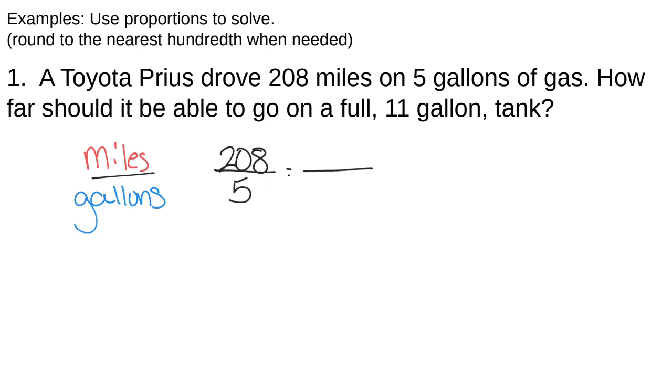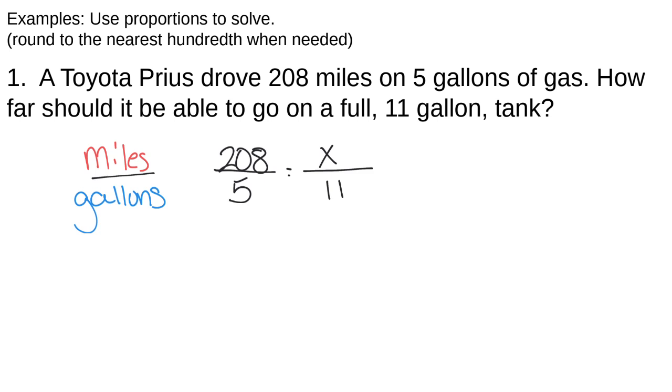Now we're going to look for one more number in this problem, and it's right here. It's 11. 11 is the number of gallons that we would like to know about. Since 11 is gallons, we need to put it where gallons go, on the bottom, right there. The question is asking how far, or how many miles, it will be able to travel. So that tells me that we are looking for miles, and we'll put X in the miles spot.